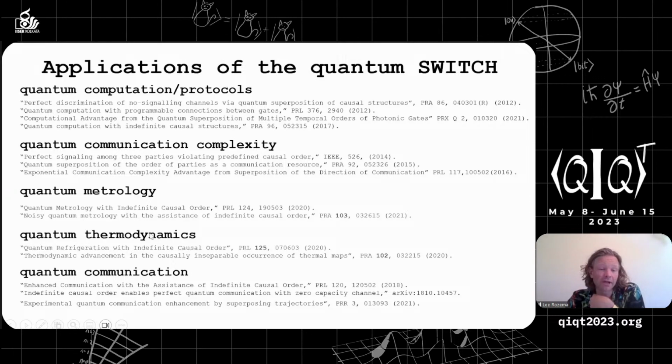Recently, there's actually been a lot of work in quantum thermodynamics showing that you can use these sorts of processes to cool systems more efficiently. And then also applications in quantum communication. And actually, I think it was last week or the week before, there was a paper from a group in China, which I don't have a reference to, which showed how you could implement a generalized Deutsch algorithm using the quantum switch more efficiently. So there's really a variety of different applications for these sorts of processes.